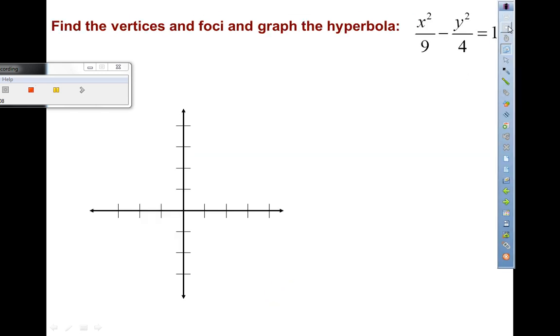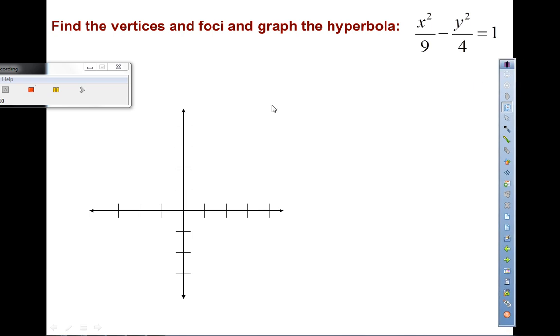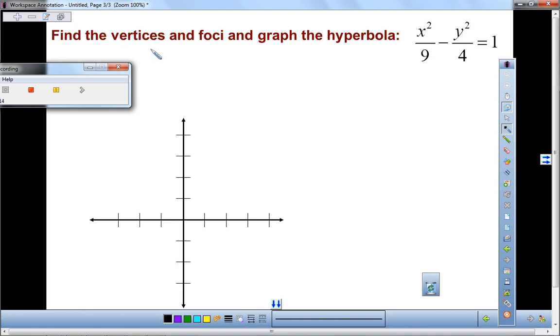Alright, so let's look at an example of how we would graph this. We're going to come up with our properties and then graph it. The first thing you need to notice here is that our A value always comes first. Unlike an ellipse, it's not which one's bigger, it's which one comes first. So A squared is equal to 9, therefore A is equal to plus or minus 3.